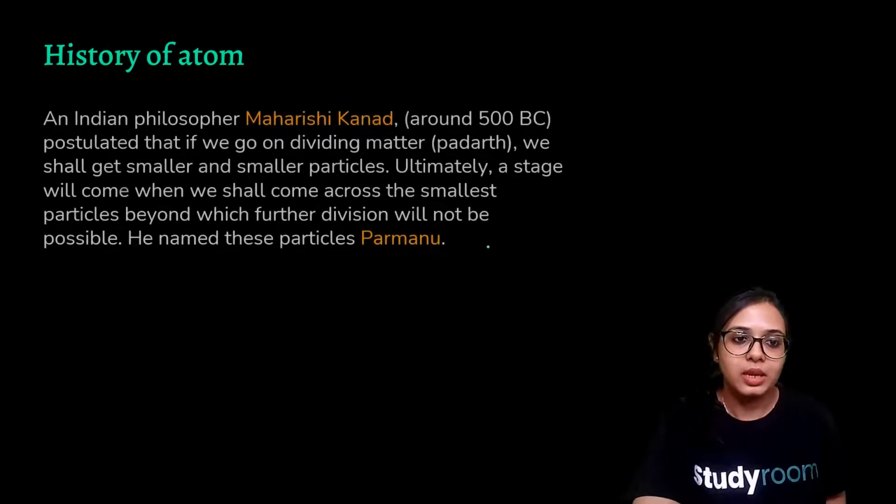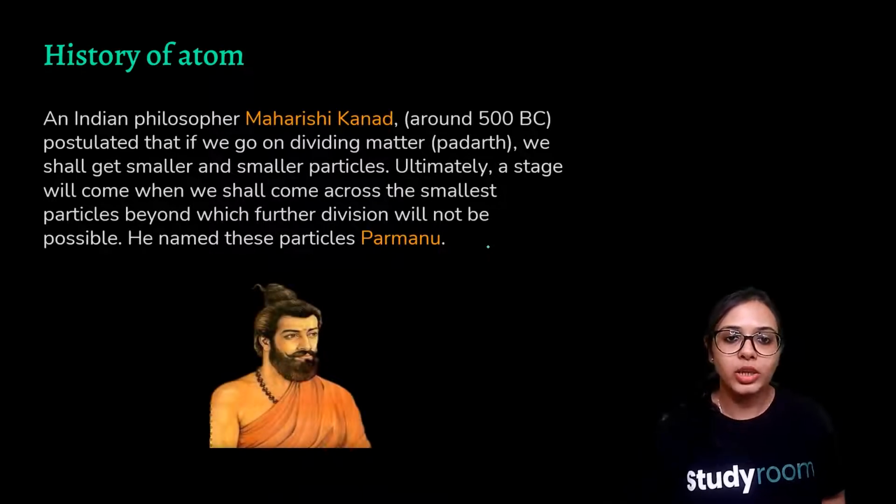History of atom. An Indian philosopher, Maharishi Kannad, around 500 BC, postulated that if we go on dividing matter, which in Hindi we also call padarth, we shall get smaller and smaller particles. Ultimately, a stage will come when we shall come across the smallest particles beyond which further division will not be possible. And he named these particles Parmanu.